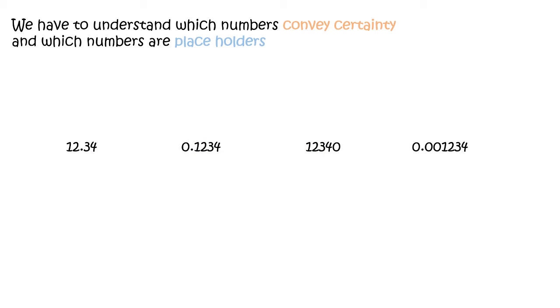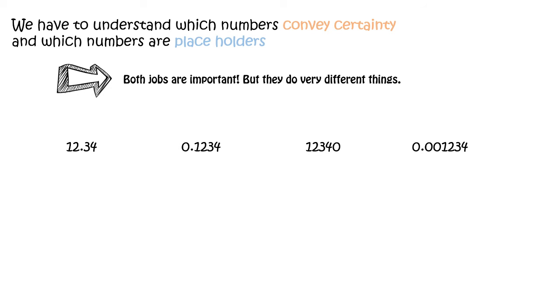Okay, so when we look at a number, we have to understand which digits are conveying certainty and which digits are just placeholders. Both jobs are really important. It's really weird when we call some digits significant figures and other digits not significant figures. They're all significant according to the English definition of the word. It's just that when we talk about it in chemistry, a number is either significant, meaning it's conveying certainty, or it's a placeholder, or we would call it not a significant figure. So it's just new language that we have to get used to.